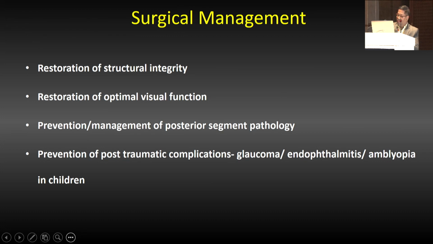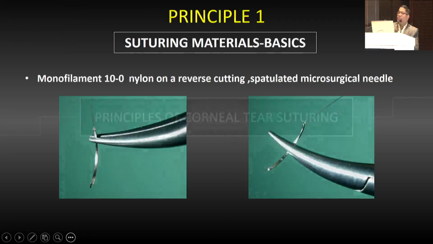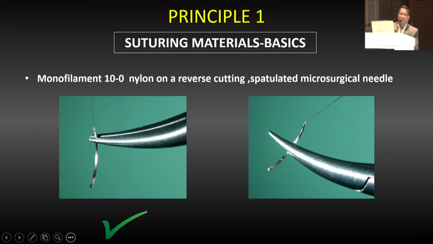So it also helps to manage the posterior segment pathology afterwards. Next, coming to the principles of corneal suturing. First principle is the selection of the suture material. That should be monofilament 10-0 nylon sutures with a reverse cutting spatulated needle, which has to be held at the junction of 2/3 and 1/3 of the needle.